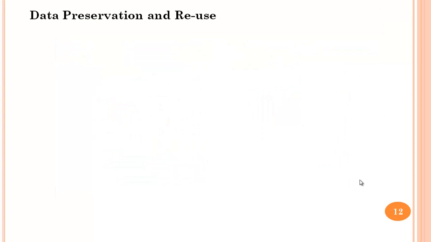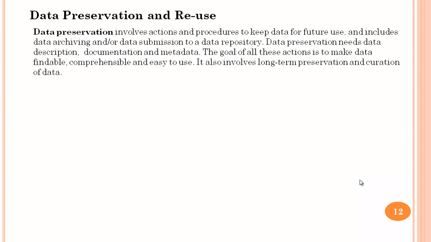Data preservation and reuse. Data preservation involves actions and procedures to keep data for future use and includes data archiving and/or data submission to a data repository. Data preservation needs data description, documentation and metadata. The goal of all these actions is to make data findable, comprehensible and easy to use. It also involves long-term preservation and curation of data.